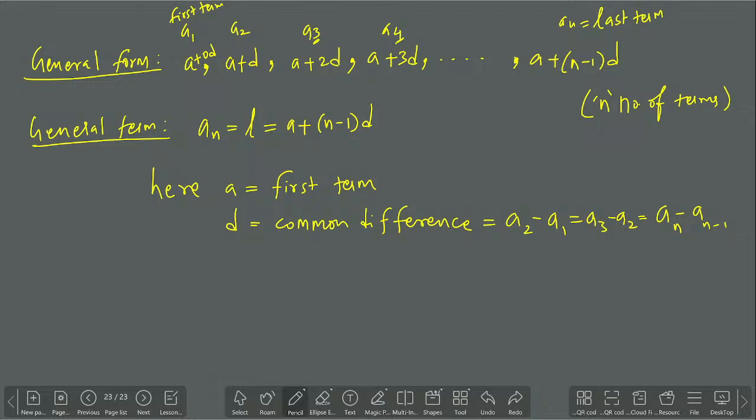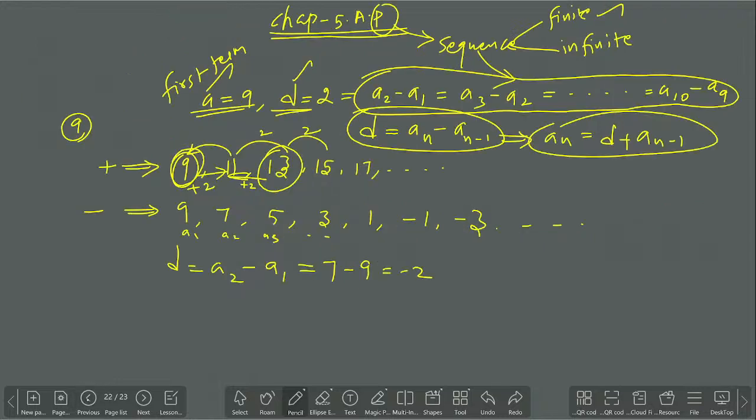Okay. Right. What about n? Number of terms. How many terms we have? n terms. Do you understand? If you are using this formula, you will be getting the previous page. Let me show. Listen now.